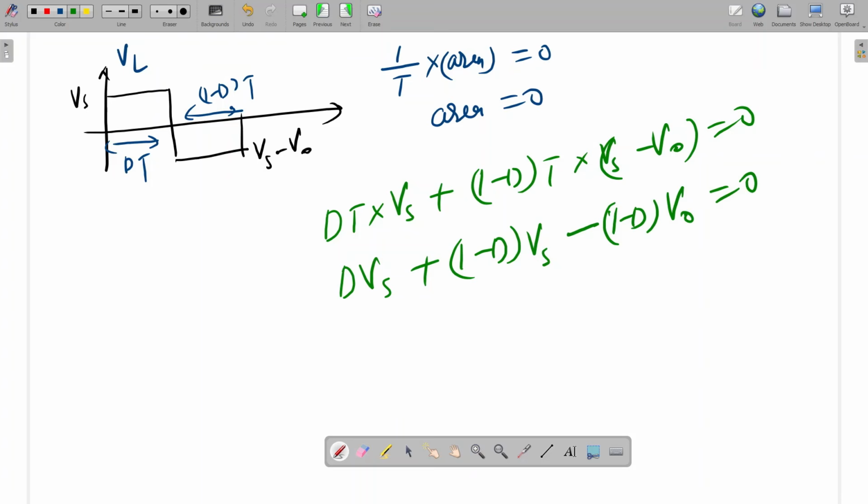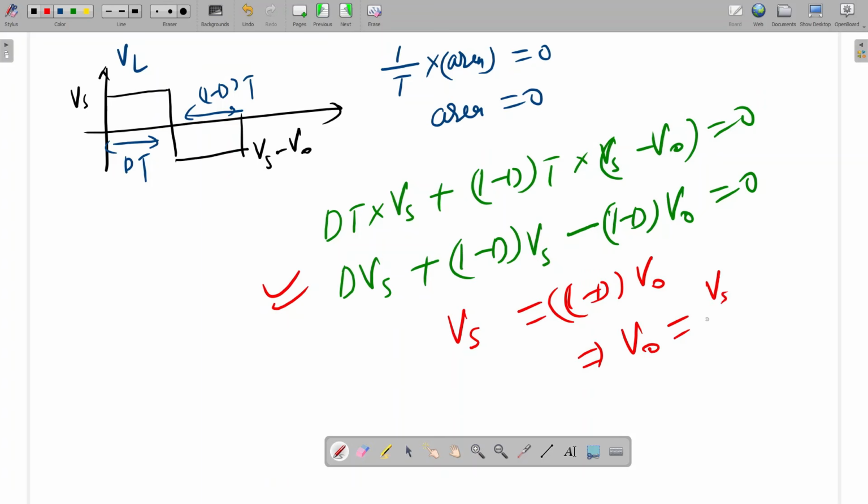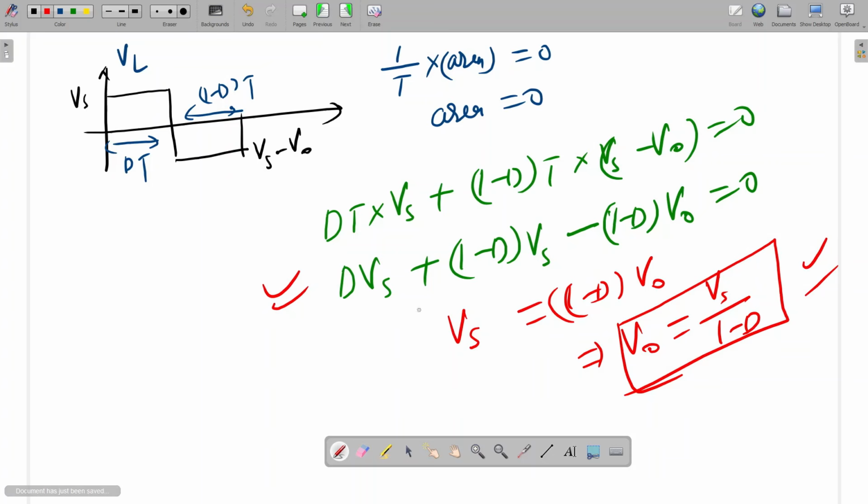Is it clear to all up to now this equation? How have I done it? T is common, so it will be cancelled. So D Vs plus (1 minus D) Vs will be Vs, which is equal to (1 minus D) V naught. What will be the V naught? Output voltage is equal to Vs upon (1 minus D). Is it clear to all? Yes, sir. Okay.